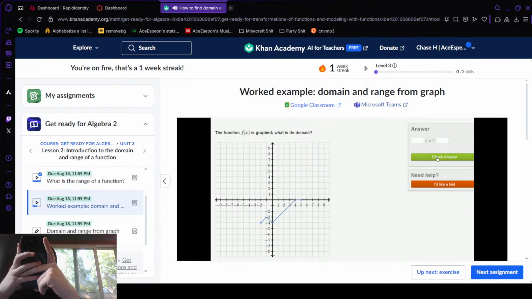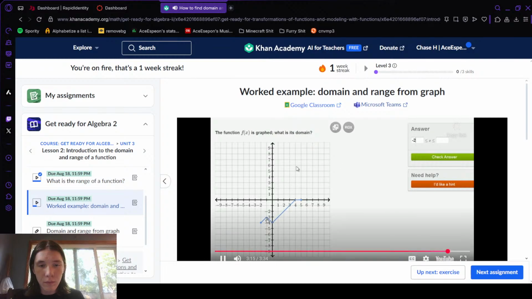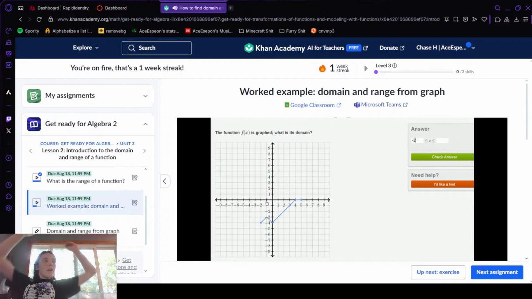This is kind of fun. The function f of x is graphed. What is its domain? So once again, this function is defined for -2 is less than or equal to x, which is less than or equal to 5. If you give me an x anywhere in between -2 and 5, I can look at this graph to see where the function is defined. f of -2 is -4. f of -1 is -3, so on and so forth. And I can even pick the values in between these integers. So -2 is less than or equal to x, which is less than or equal to 5.